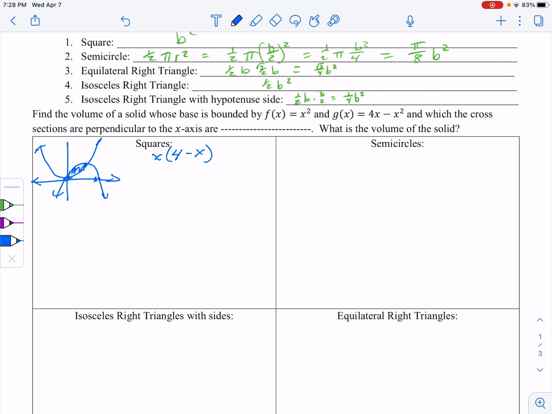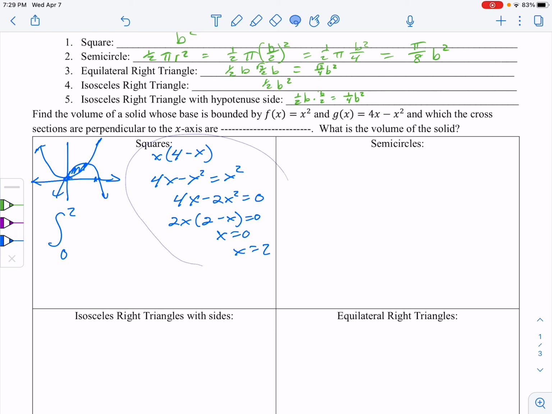All right, so for the intersection, set 4x minus x squared equal to x squared. You get 4x minus 2x squared equals 0. You pull out 2x and you're left with 2 minus x. So I got x equals 0 and x equals 2. So those are my bounds. So I'm going to integrate from 0 to 2.